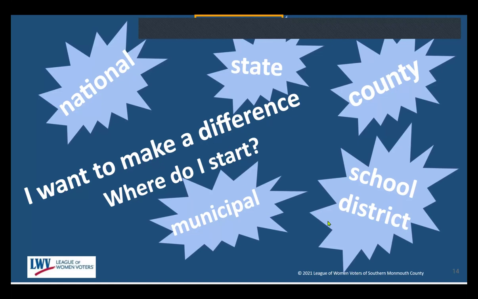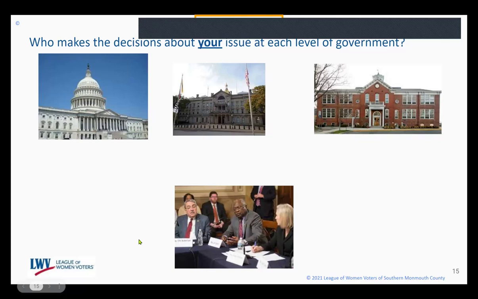So when you've got an issue that you care about, you need to start thinking about what level of government can make the kind of change that I want to see. Maybe my change is really big and it's going to have to be at the national level. When we work with kids, we encourage them to really think carefully and try to find something on the municipal or the school district level where they can see that they've had an impact if they try to make some kind of a change, whatever their issue might be. And if not, then we can work up to the state and the county.